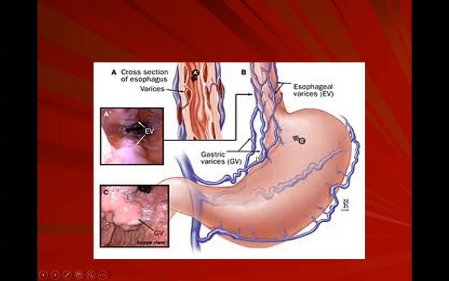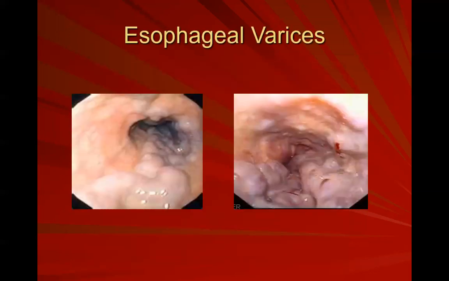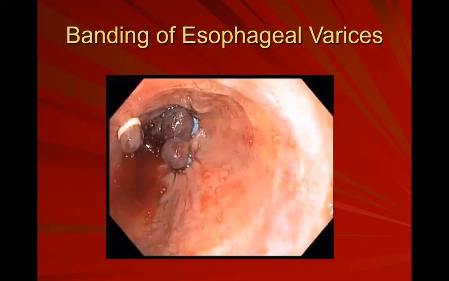Okay. And this is the appearance on the endoscopy. So as we said, it's a submucosal enlargement of the veins. It doesn't appear directly on the mucosa, but you can see a tortuous vessel going beneath the mucosa. So this is the band ligation of the esophageal varices as a management of the bleeding varices.